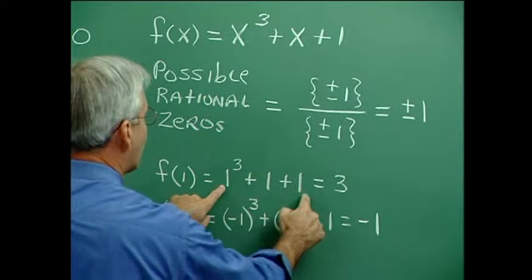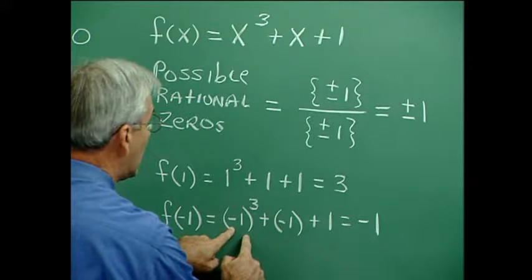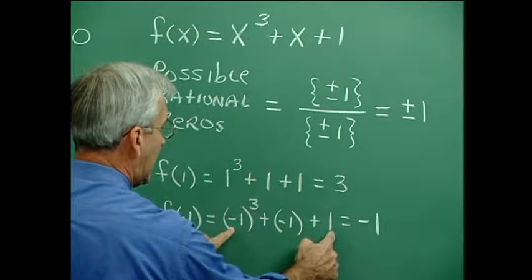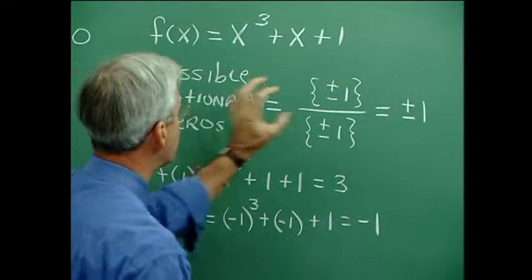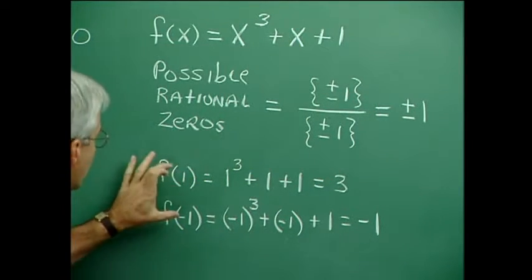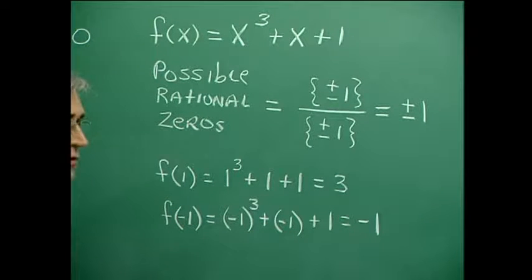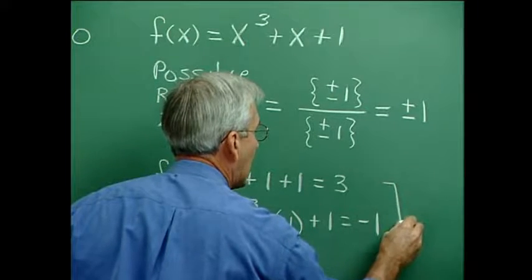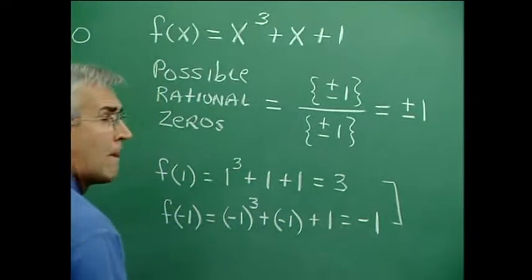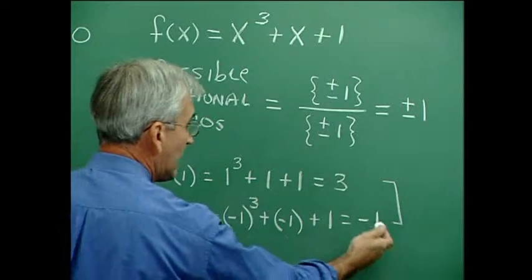We have 1 cubed plus 1, that's 3. F of negative 1 is negative 1 cubed, which is negative 1, and then with negative 1 and 1, we'll give negative 1. Well, how does this help us? Well, it turns out that if these are all of the possible rational zeros, neither one of them produces a 0 for our function. So how does this really help us? Well, we might notice here that that 3 and negative 1 are on opposite sides of the x-axis. So there's a crossing between these two.